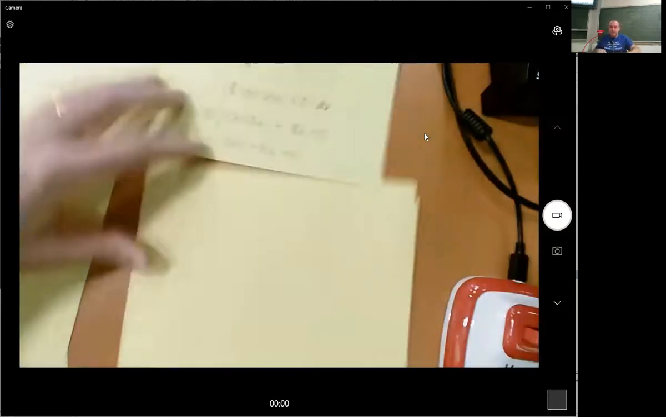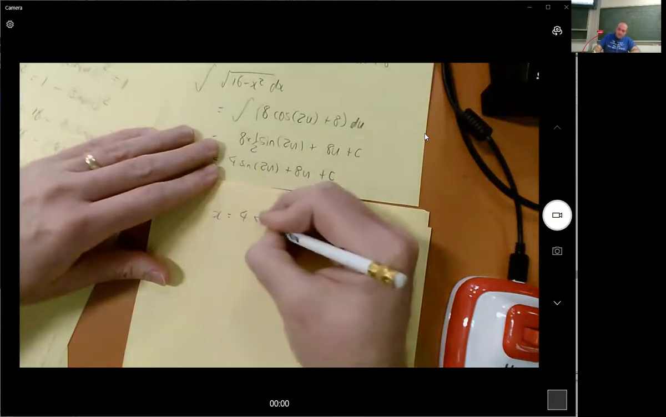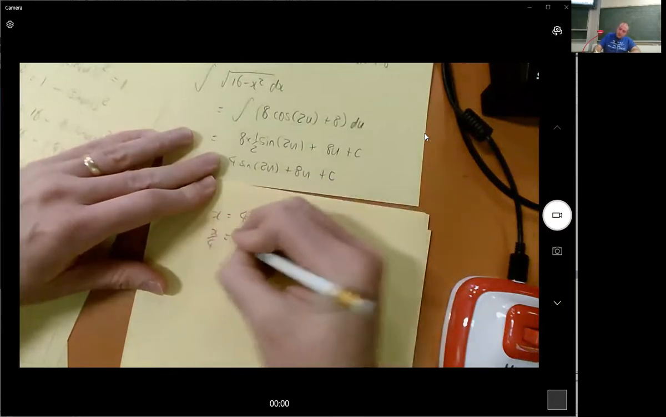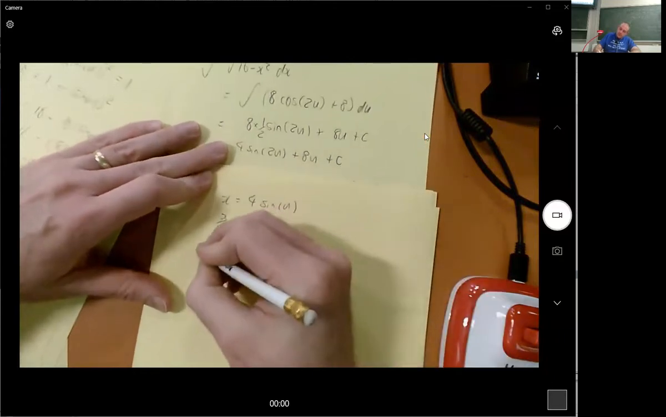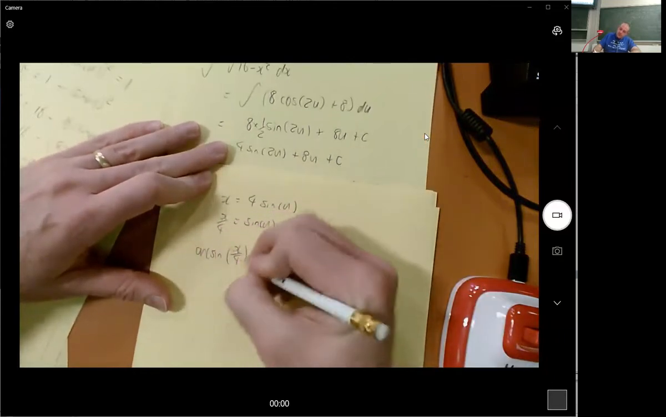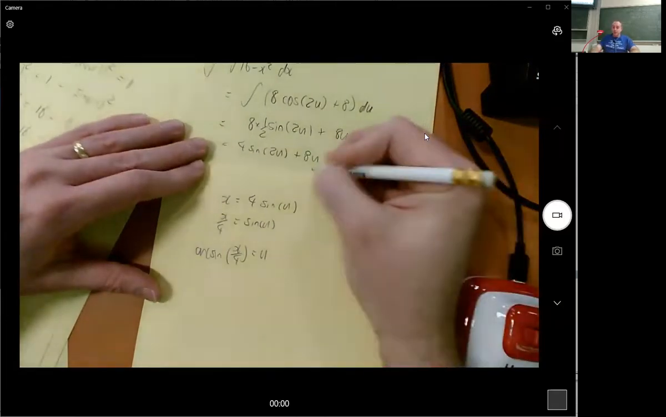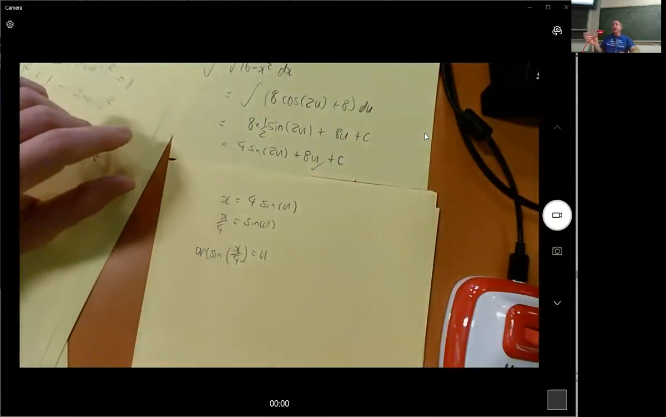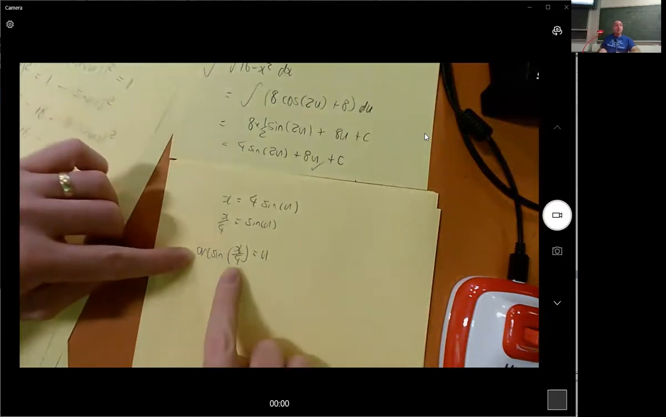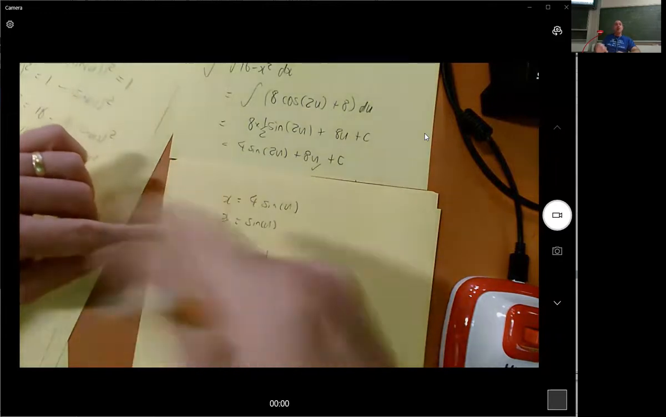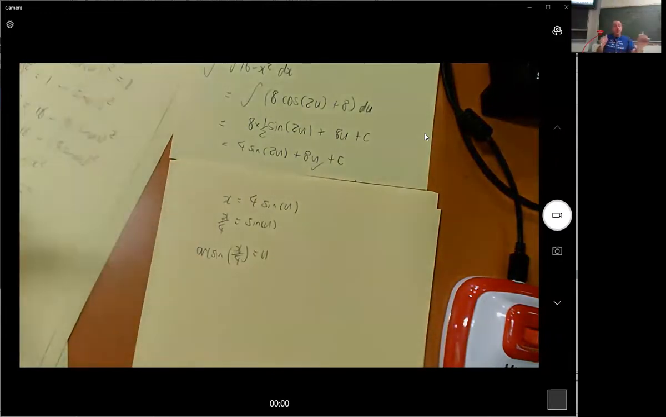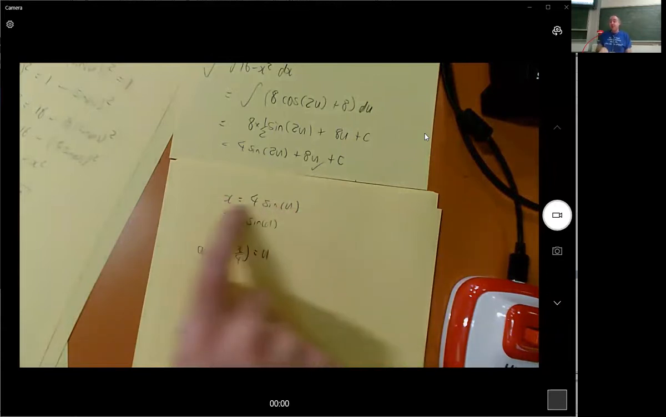Okay, so x is 4 sine u. So x over 4 is sine u. So therefore, arc sine of x on 4 is u. All right, cool. I know what the u is. That's good. And this is great because if u has to be arc sine, then the answers that come out of arc sine happen to be the same inputs that go into cos that make it positive. So it all works out. Yay. It's almost as if we set it up that way. So technically you're supposed to start your substitution here, but whatever.